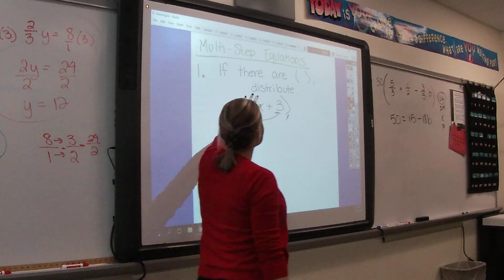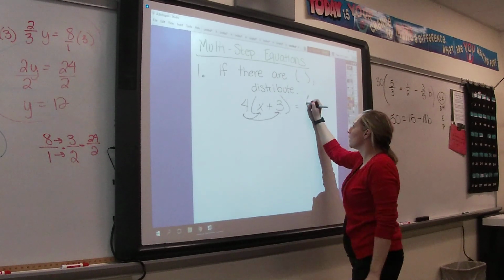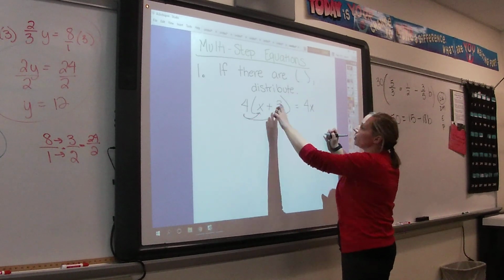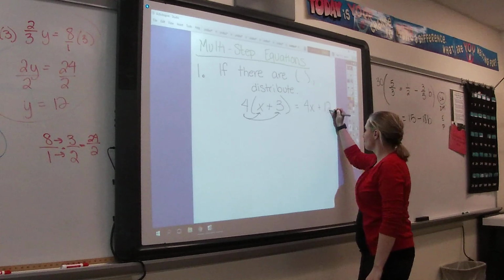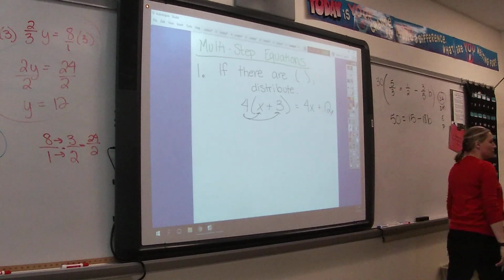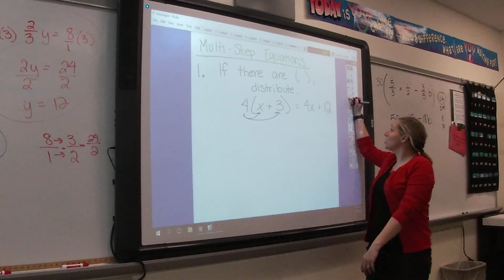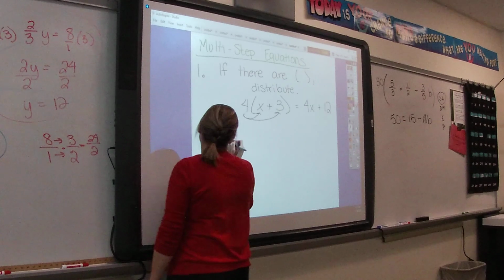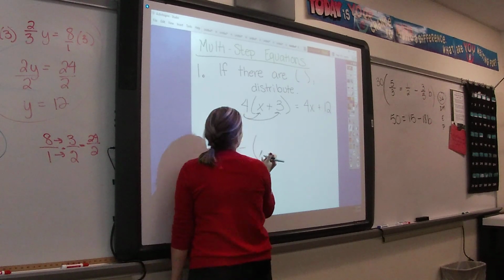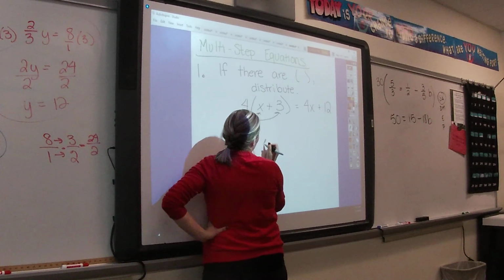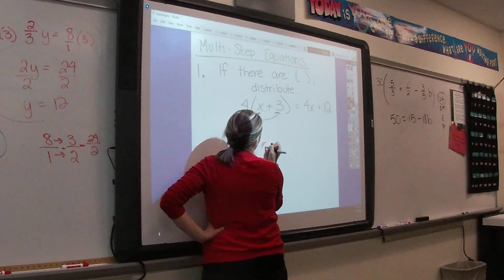And 4 times x gives me what? 4x. And 4 times 3 gives me 12. And usually my students say, okay, no problem, that feels fine. We need to make sure that we don't get so excited about the distributive property that we don't get our signs correct in the process.